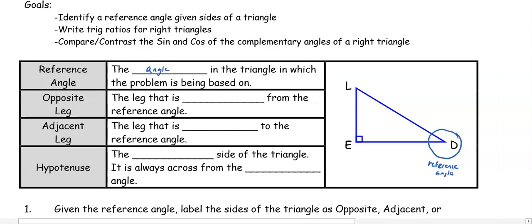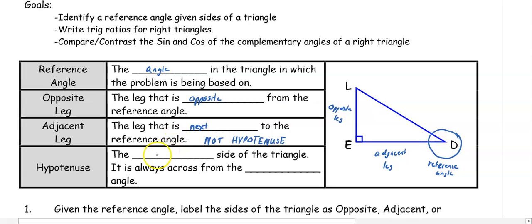So the opposite side is the leg that is opposite from the reference angle. So if I go from the reference angle and I drag my pen or pencil across the paper to the other side, this is our opposite leg. The adjacent leg is the leg that is next to the reference angle. It is not the hypotenuse. So remember that the hypotenuse is across from the right angle, so the side that's not across from the right angle is our adjacent leg.